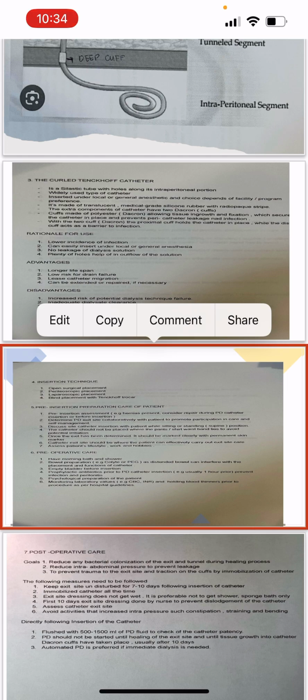So we have to give Colyte or PEG for bowel preparation. Distended bowel and bladder can interfere with the placement and function of the catheter. Prophylactic antibiotics are given prior, about 1 hour before, to prevent infection and peritonitis. We have to monitor laboratory values, especially CBC and INR. We have to hold the blood thinners prior to the procedure as per hospital guidelines. And we also have to prepare the client psychologically.